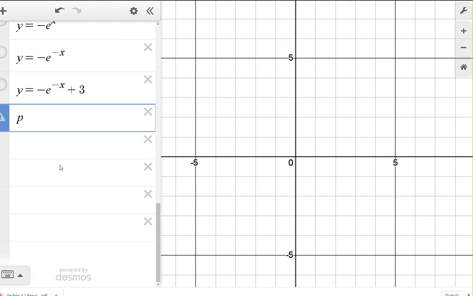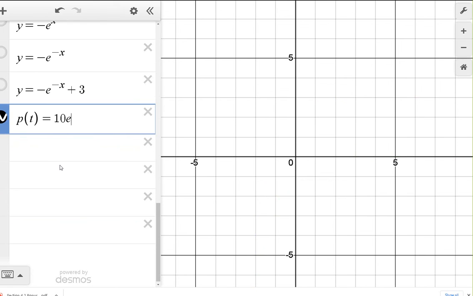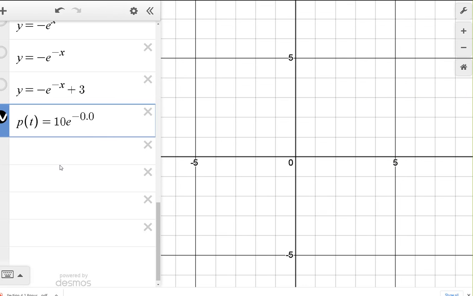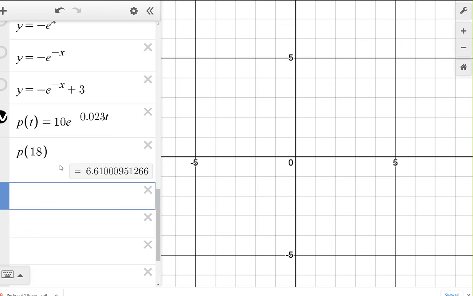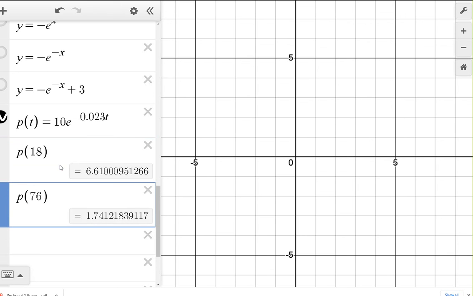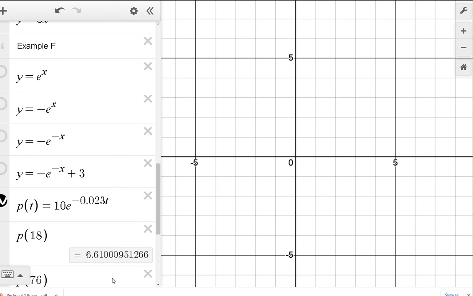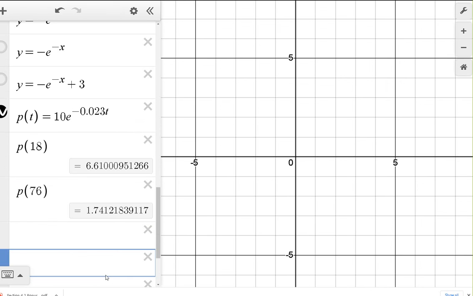You can use it as a graphing calculator. So I'll call this P of T equals 10 e to the negative 0.023 T. And then I can do P of whatever I want. P of 18. P of 76. Are you getting the same numbers as I am? That after 18 years, there's still 6.6 pounds of cesium left. And even after 76 years, there's still a couple pounds of that left. Well, 1.74 pounds to be more precise, but okay. Are you able to get those numbers?